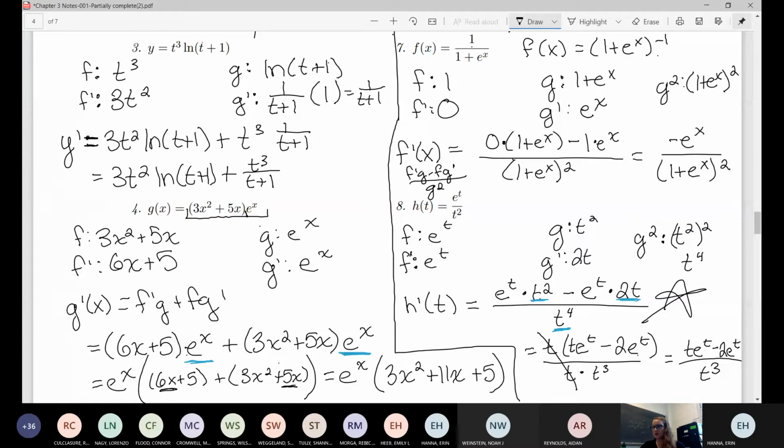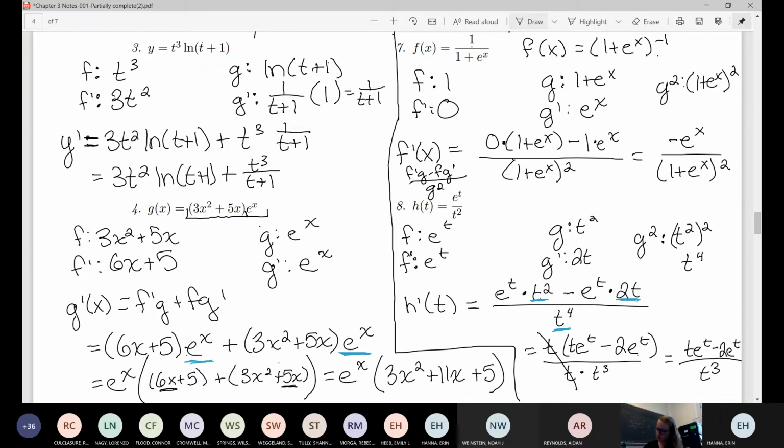Any questions or concerns on those generic product or quotient rules before we move on to the ones that look a bit different, the ones with just the generic format or plugging in the numbers? I'll wait 5 seconds. Okay. Sorry. Moving on then.